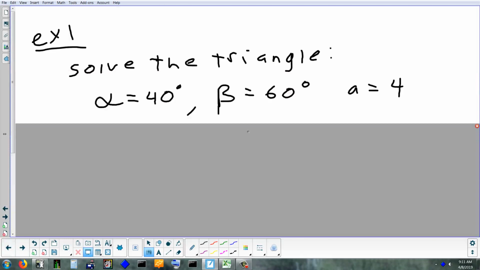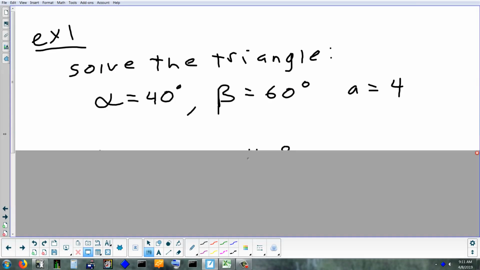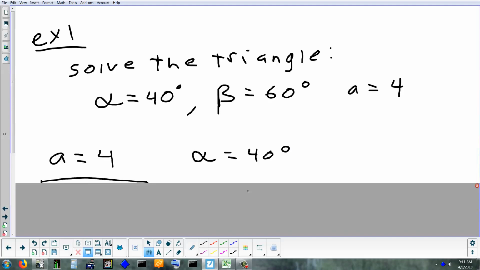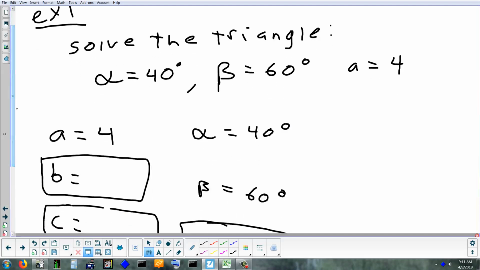Okay, so out of the 6 things in the triangle, there's 3 of them right there. Alpha is 40, beta is 60, A is 4. So you can set up a table if you want first, but eventually you got to make a sketch because you want to figure out, is this a law of sines problem or is it law of cosines? And the easiest way to figure that out for some people is to make a sketch.